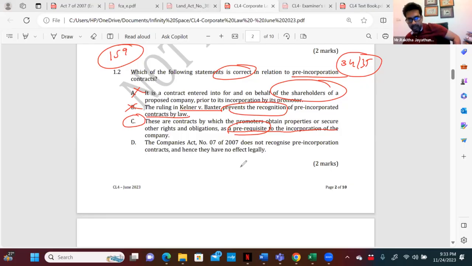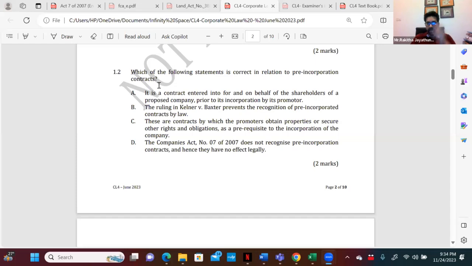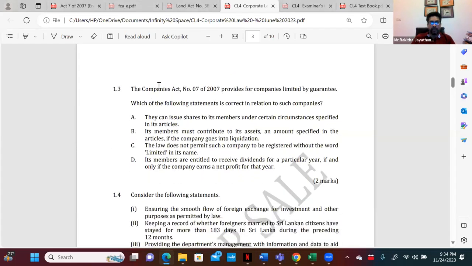The Companies Act number 7 of 2007 doesn't recognize pre-incorporation contracts and they have no effect legally. Absolutely false. It's the other way around. It has effect in law. So D is also wrong. C is the correct answer here. Then let's look at the next question.